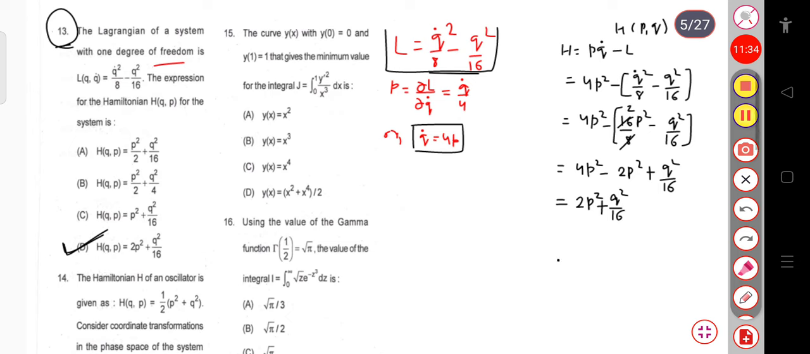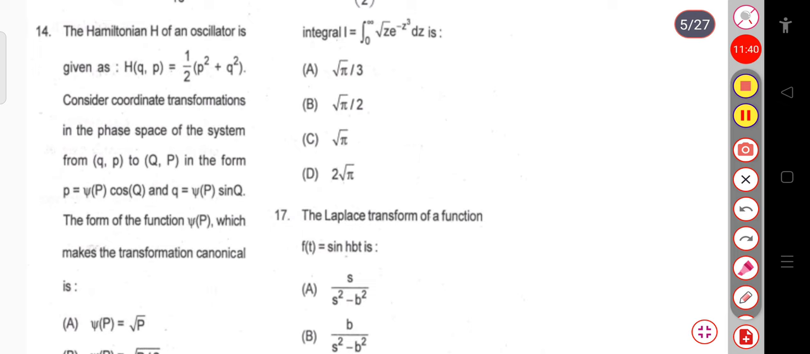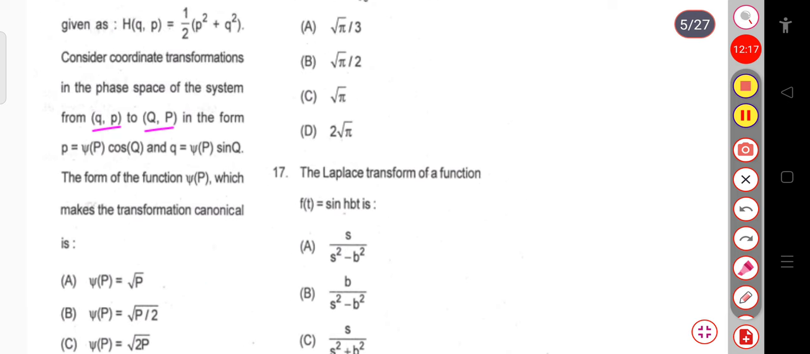Now let us see the next question, question number 14. The Hamiltonian of an oscillator is given, H equals half p square plus q square, and consider the coordinate transformation in the phase space of the system from small q, small p to capital Q, capital P, in the form small p equals psi of capital P cos capital Q and small q equals psi of capital P into sine of capital Q. Here you have to check the form of the function psi of P which makes the transformation canonical, so basically you have to check what value of psi of P makes the transformation canonical.